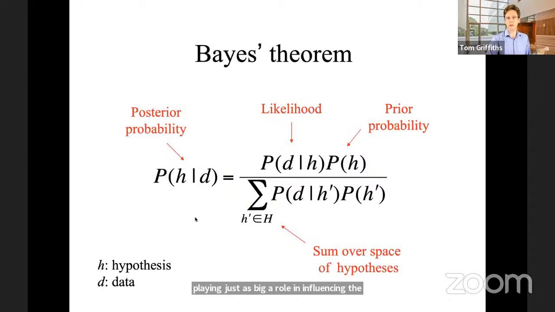And so if we want to characterize inductive biases of learners, a good way to do that is using this sort of Bayesian formulation to characterize the problem that they're solving, and then trying to think about what the consequences are of adopting different prior distributions.